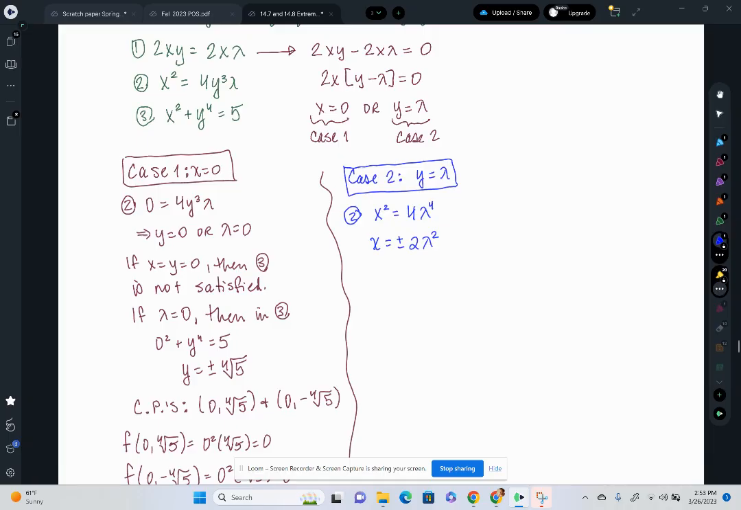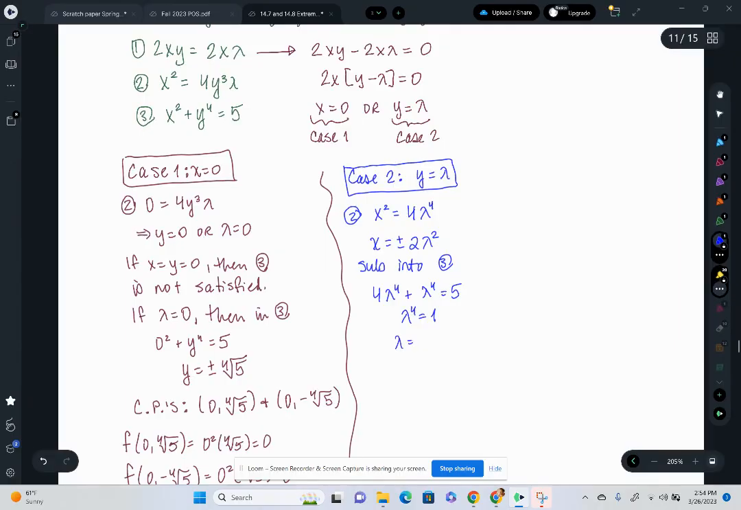So I'm going to take these values and sub into equation 3. So equation 3 has x squared, which means 4 lambda to the 4th, plus y to the 4th, which means lambda to the 4th, is equal to 5. Well, I have 5 lambda to the 4th on the left, so I can divide out the 5 and have lambda to the 4th is equal to 1. I'm only interested in real solutions, so lambda is equal to plus or minus 1.